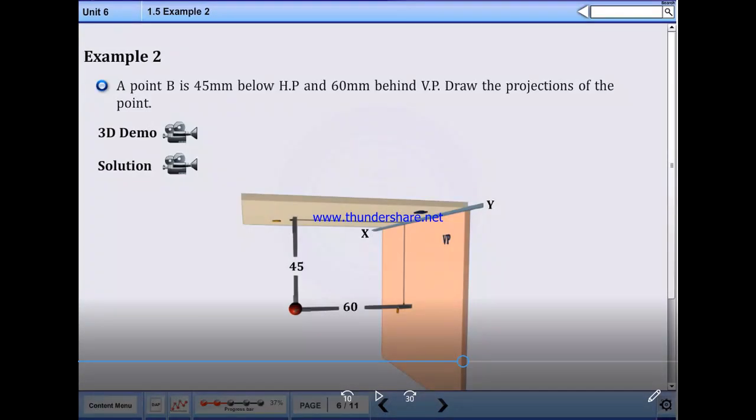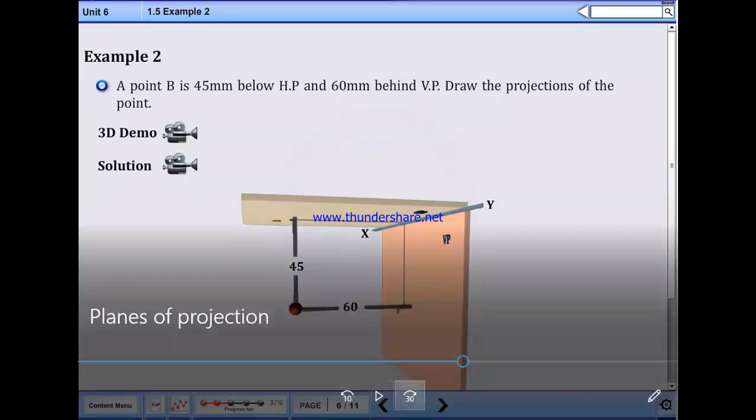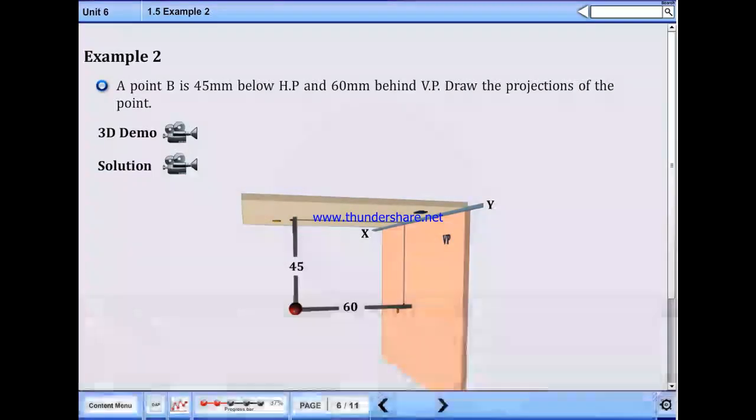Note down example 2. A point B is 45 mm above HP and 60 mm behind VP. Draw the projections of the point. First you note down the example question and then view CD, 3D demo and solution. Whatever you are observing, first note down. If you are getting any doubt, pause the video and then note down the information, then understand.